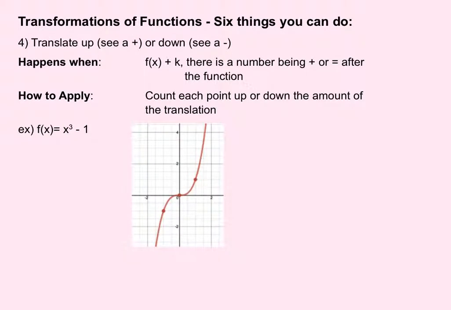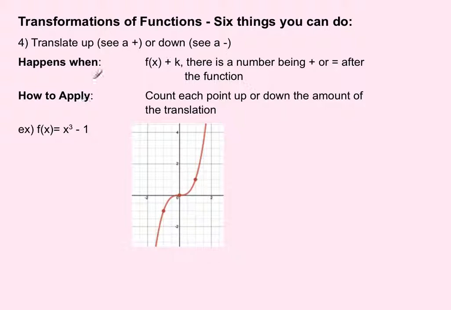Next, we can move things up or down. This is our last one. So I have a plus k, so there's a number added to the end of the function, outside of the function, outside of the square or the absolute value or the square root or the cube root, etc. This goes with what it looks like. So if I see a plus, it's going up. If I see a minus, it's going down. How do I apply this? Literally count all the points, the parent function, up or down, the amount from the equation.